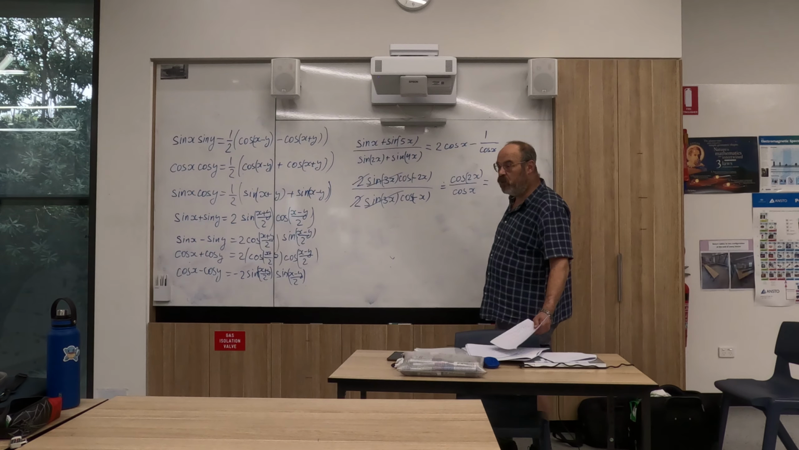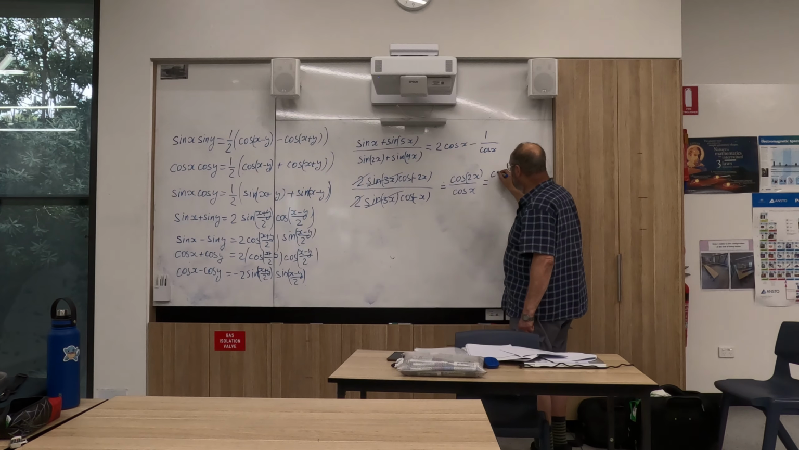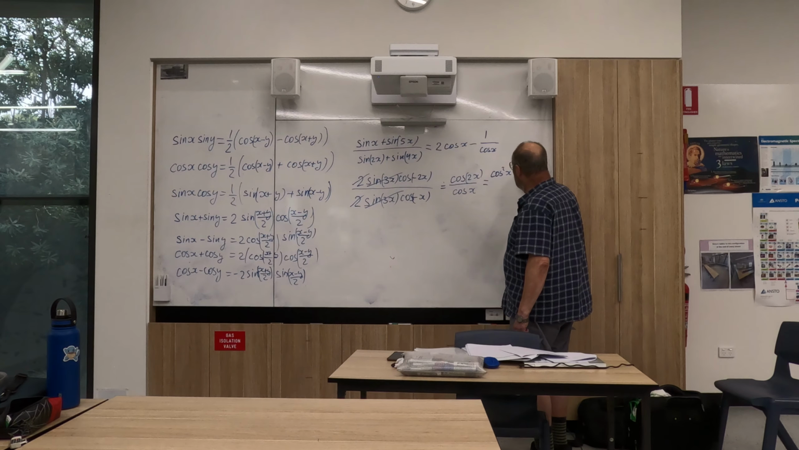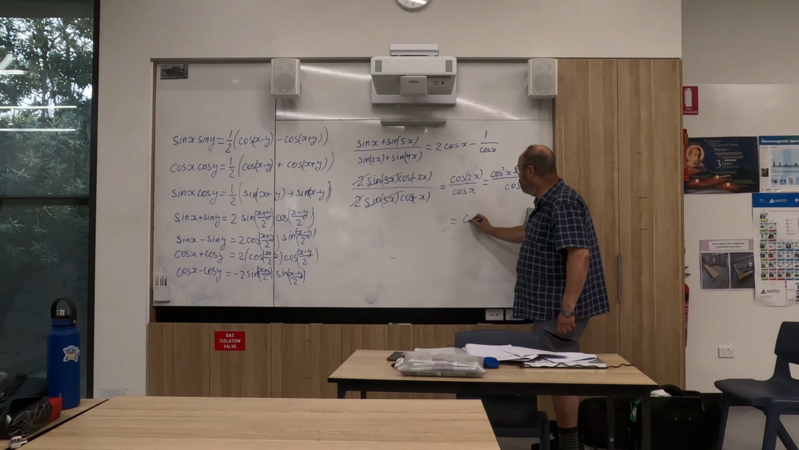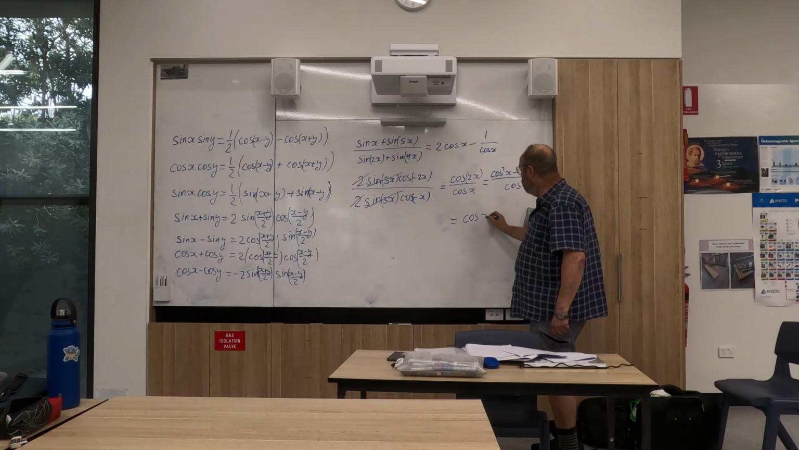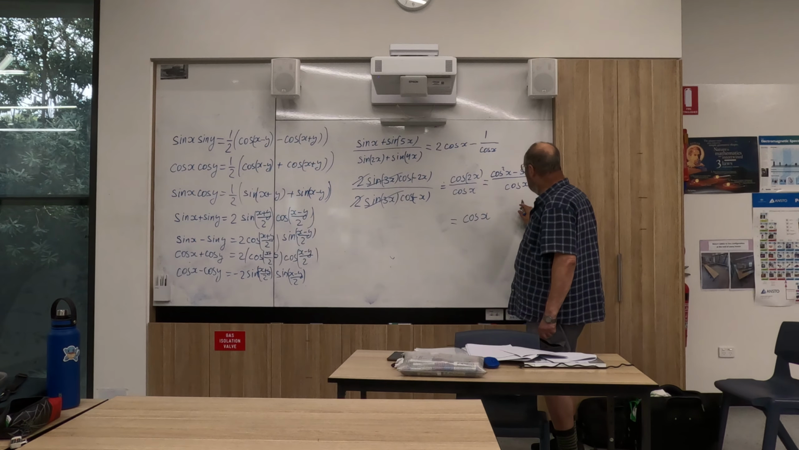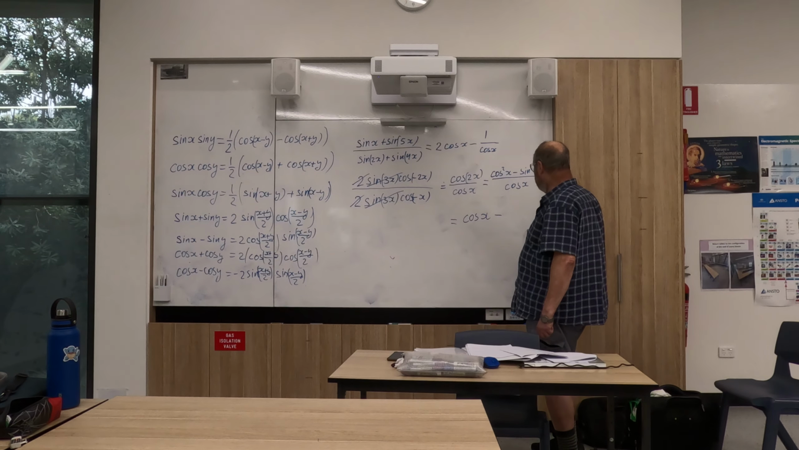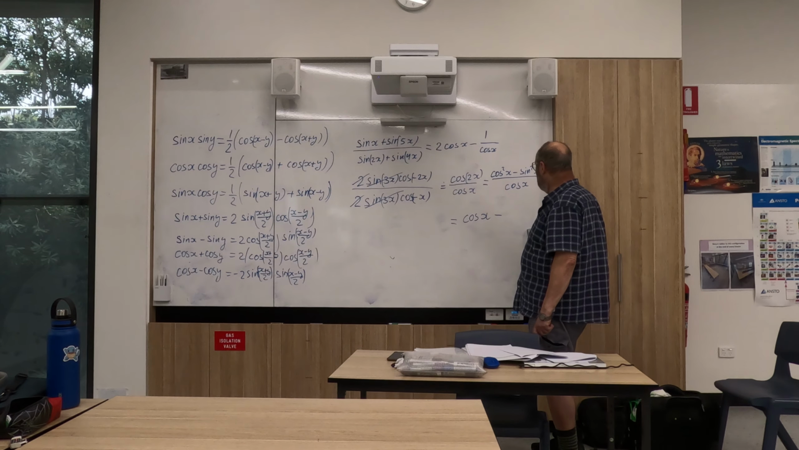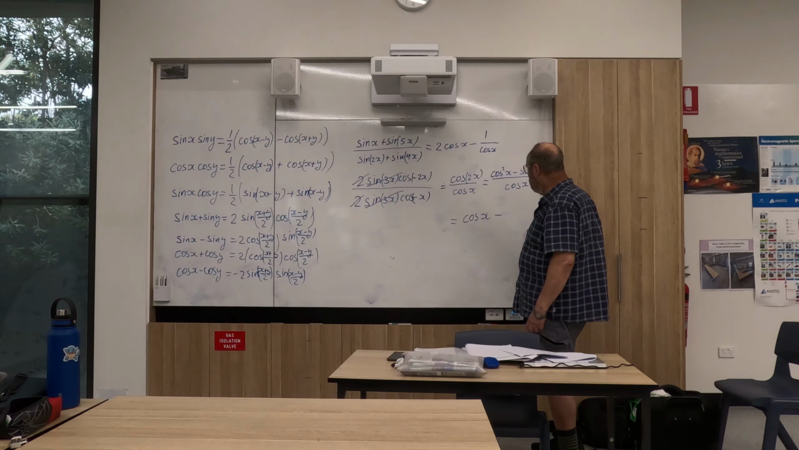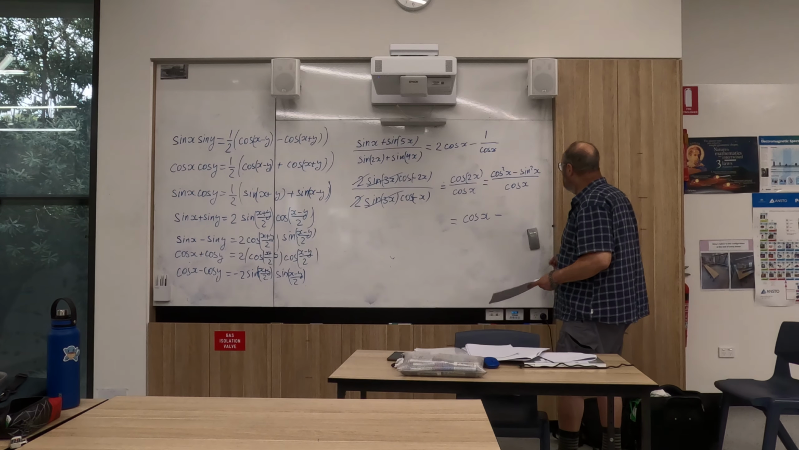And the formula for cos double angle is cos squared x minus sine squared x over cos x. Splitting it into a fraction in 2, we'll get cos x minus, and we have cos squared over cos x, sine squared over cos x.